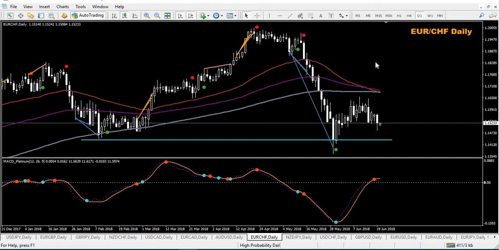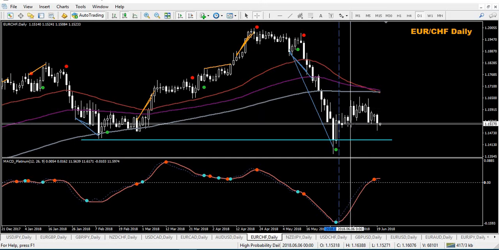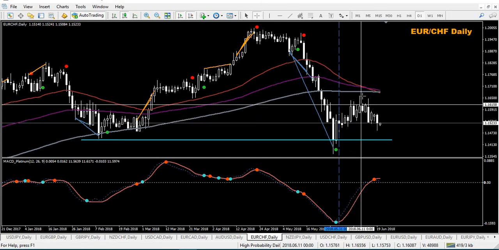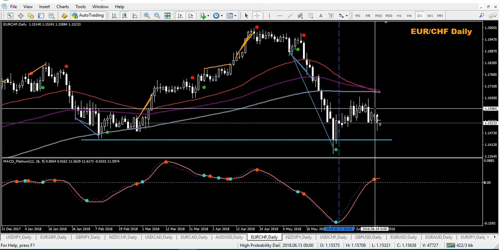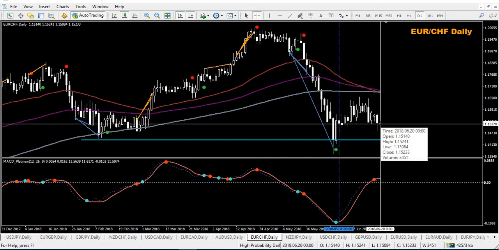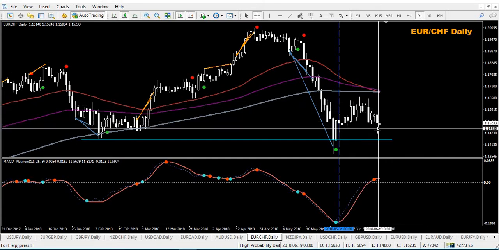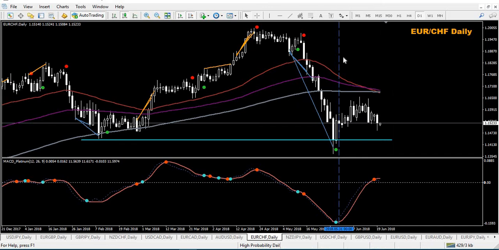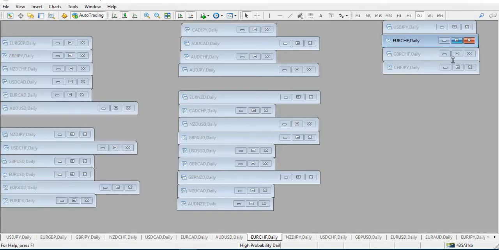Same for the Euro Swiss franc. I was in a buy in this area here, just about where price is at the moment. Went up, I closed out half. I had my stop down near the entry level and it was taken out and that spiked down. So no longer on a trade on the Euro Swiss franc, taking an overall small profit there.